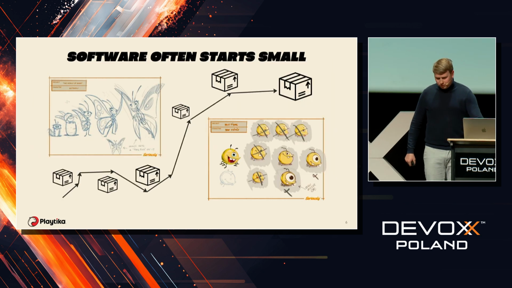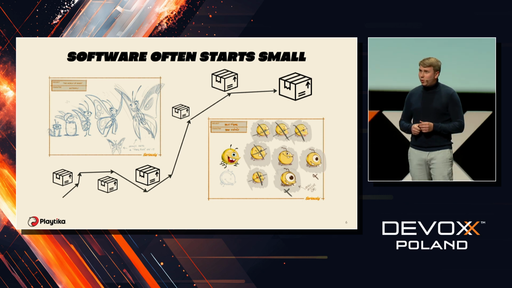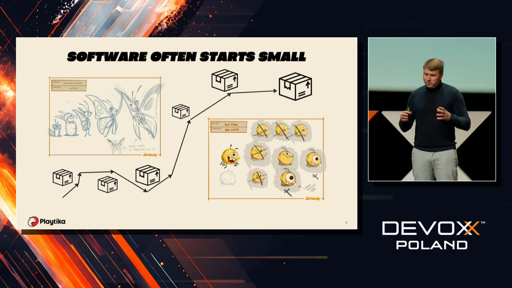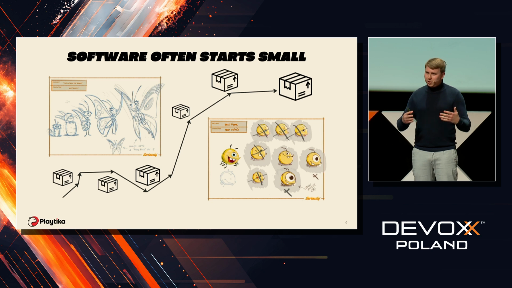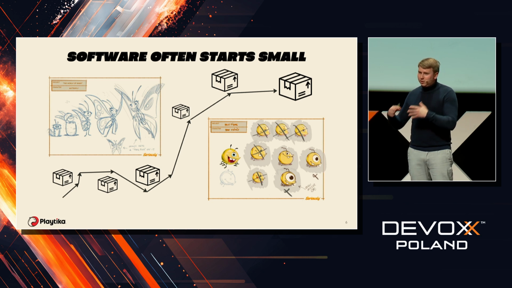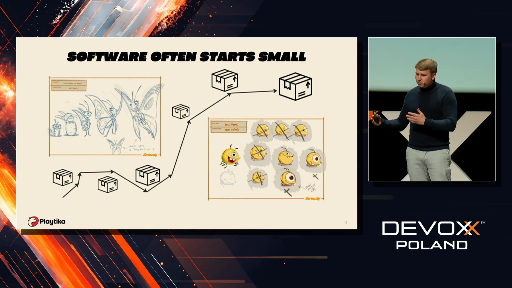Software often starts small, especially if we are working in the game market, because when we design a new game, we are creating some new story, designs, art, and we don't know yet if this game is going to be popular. So we want to create something, publish it, get feedback from the players, and improve it. This is a cycle of continuous improvement.